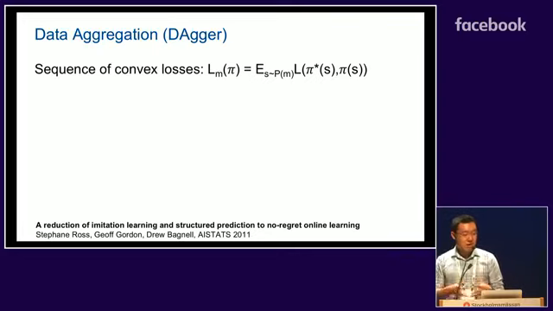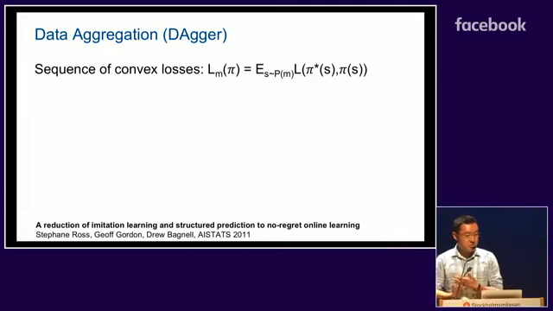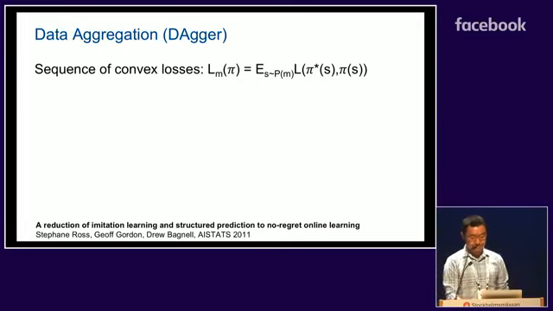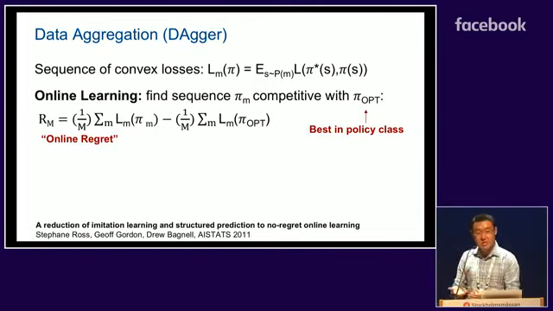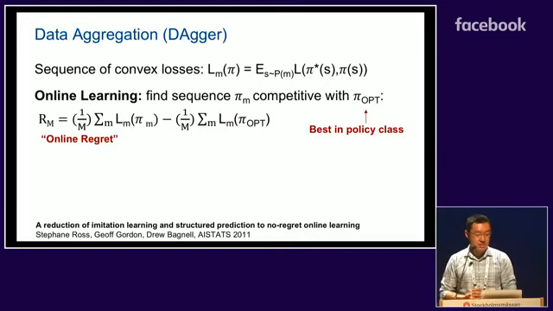Okay, so the core algorithm for data aggregation is called Dagger, which is short for data aggregation. The idea, when you think about how to analyze Dagger, is you reduce it to a sequence of convex losses. Imagine that each imitation loss is convex, and we have a sequence indexed by a little m. Dagger basically reduces imitation learning to a sequence of online supervised learning problems, and the goal is to find a pi sub m that is competitive with the best policy in our policy class in hindsight. This is known as online regret, for those of you who are not familiar with online learning.